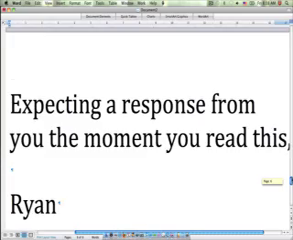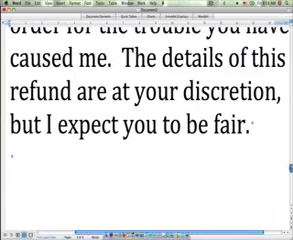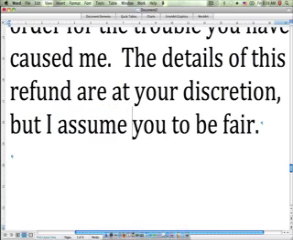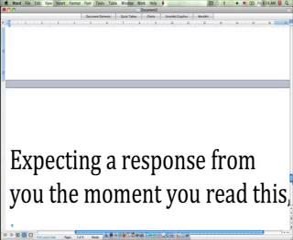Okay, now I just have noticed here, we used expect twice, one after the other, so I'm going to stick in here, I assume you are going to be fair. Just so that we don't have the repeat of expect there. So the details of this refund are at your discretion, but I assume you're going to be fair. Okay, and then finally, expecting a response from you the moment you read this, Ryan.